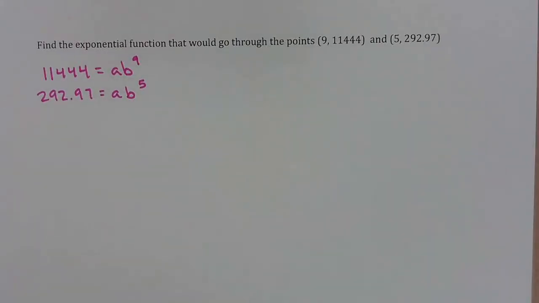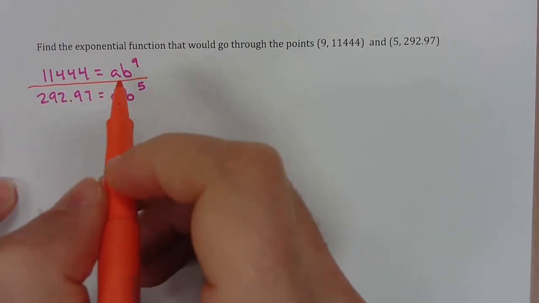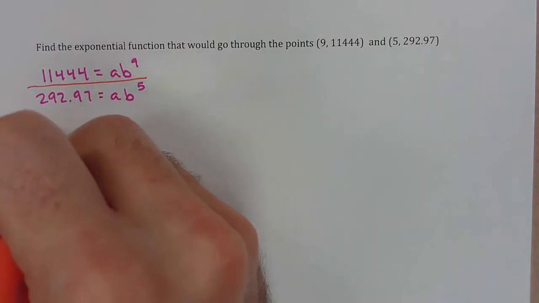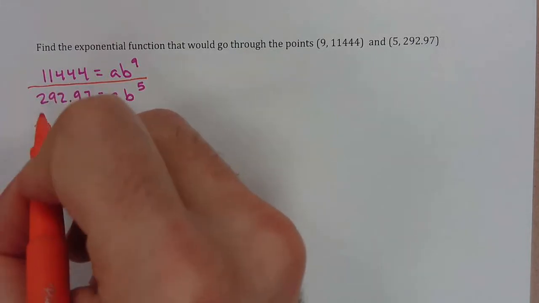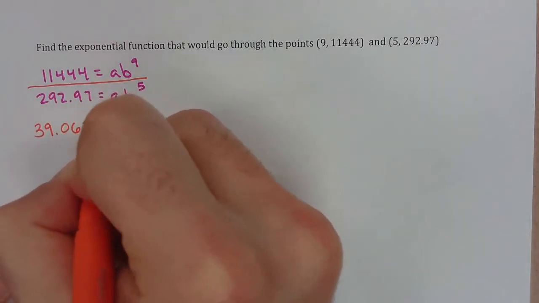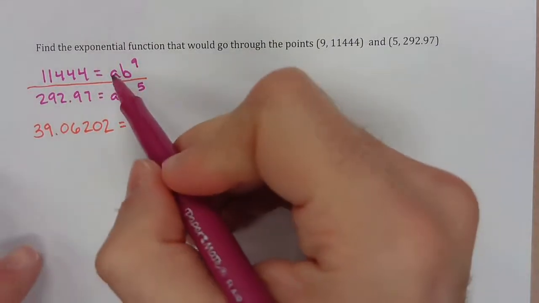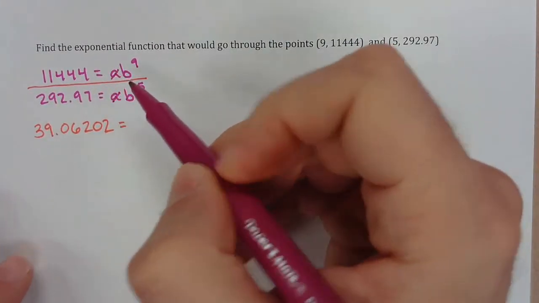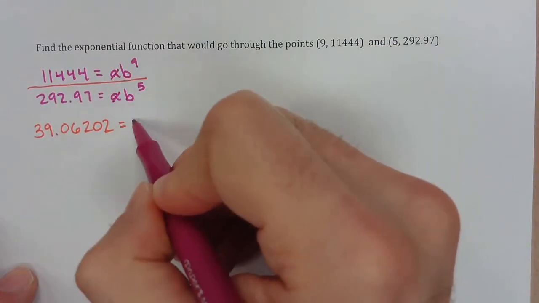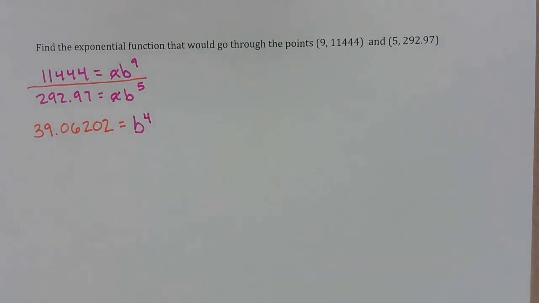Now when I divide top by bottom, I'm going to end up with some weird numbers, 39.06202. I am going to want to write as many digits as I have. It's going to allow me to get the most accurate answer. A divided by a cancels out, and then I subtract my exponents, giving me b to the 4th. Now I'm going to take my 4th root.